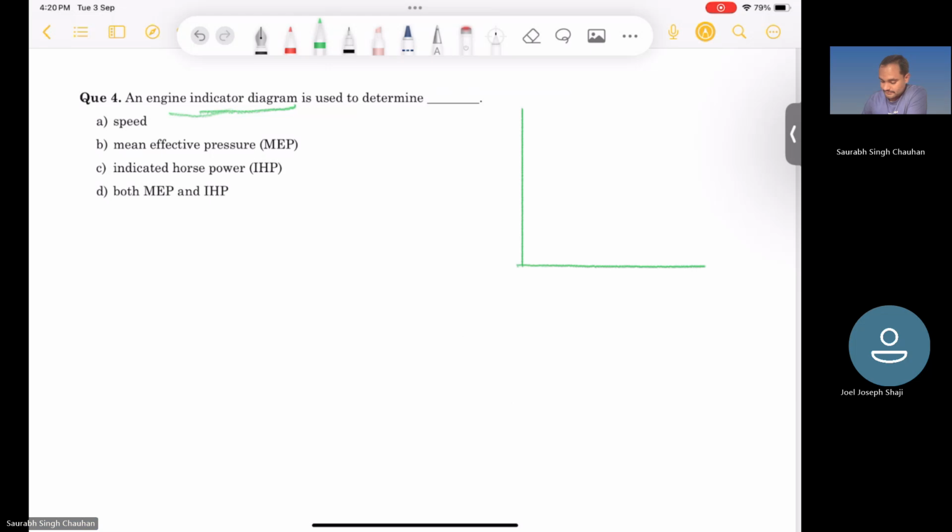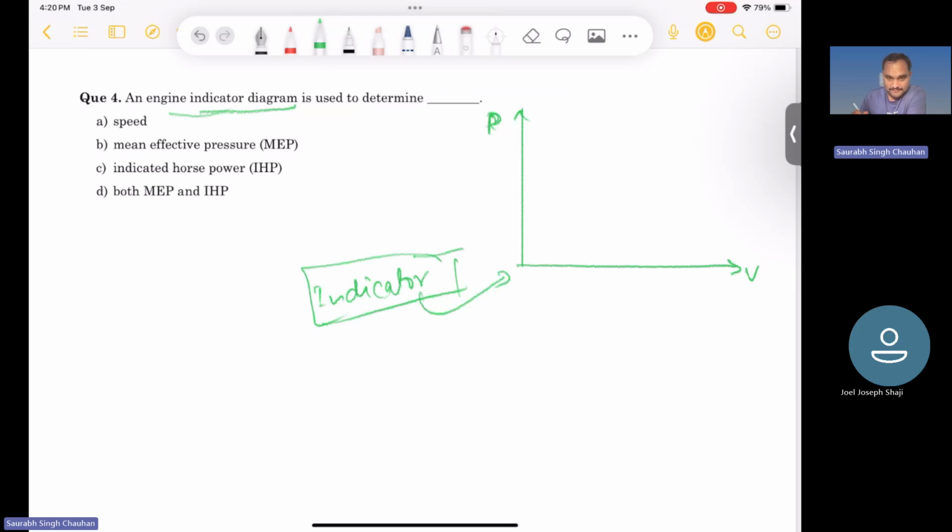Okay, so in engines there used to be an indicator. In the indicator there was basically a stylus and some paper, and this stylus would move according to the change in pressure and volume, and that stylus would plot a graph on the paper, basically a PV graph. Okay, since that graph was plotted by the indicator, this is called the indicator diagram. So the PV diagram is basically the indicator diagram.